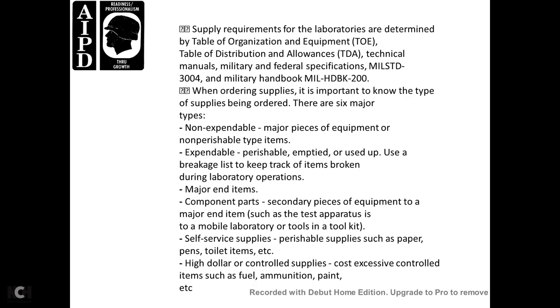When ordering supplies, it is important to know the type of supplies being ordered. The six major types are: non-expendable, non-perishable, expendable, perishable, used up, and breakage. Use the breakage list to keep track of the items broken during laboratory operations. Major end items are component parts; secondary pieces of equipment to a major end item, such as the test apparatus and tools of a mobility laboratory toolkit. Self-service supplies are perishable supplies such as paper, pens, toilet items, etc. High-dollar controlled supplies are costly controlled items such as fuel, ammunition, and paint, etc.